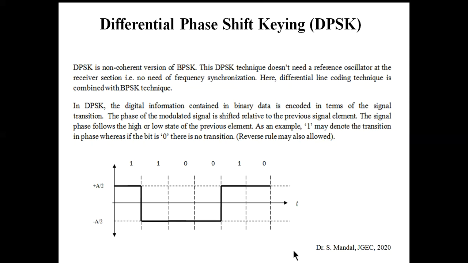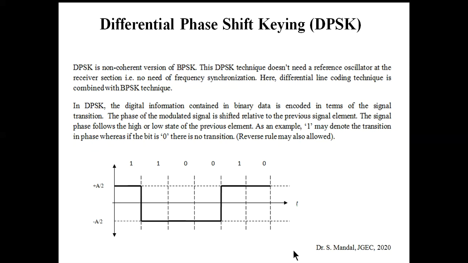Now coming to the definition or the property of the DPSK. DPSK is basically a non-coherent version of BPSK. That means non-coherent, which denotes that in the receiver section we do not need any kind of reference or local oscillator. That means we don't need any kind of frequency synchronization at the receiver end. The reason behind this non-coherent version of BPSK will be discussed in the upcoming slide.